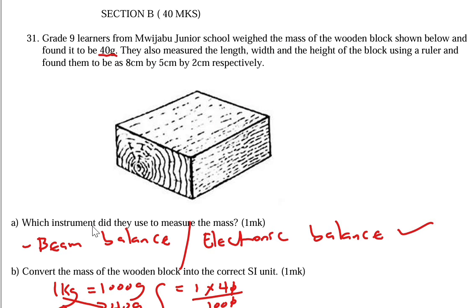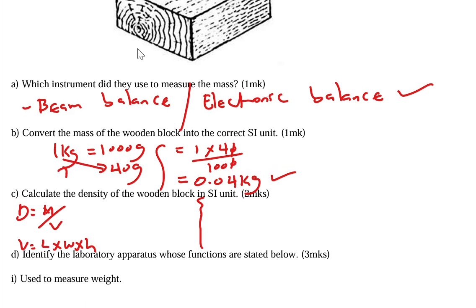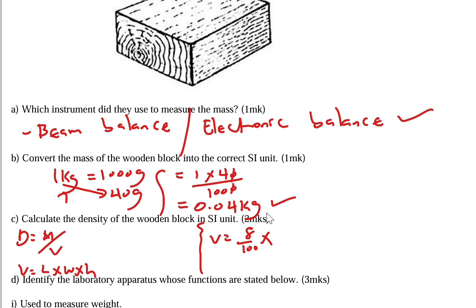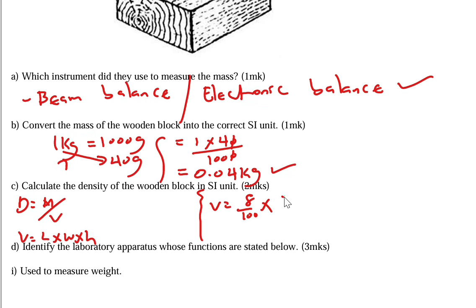We have the length here, but it is in centimeters. We have to change them from centimeters to meters. The SI unit of length is meter, so we convert all these into meters. How do we convert into meters? We divide by 100. So the volume will be 8 over 100, times 5 over 100, then times 2 over 100.